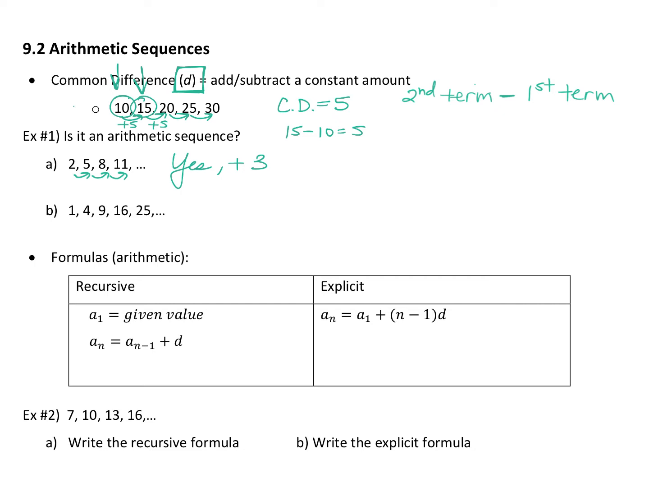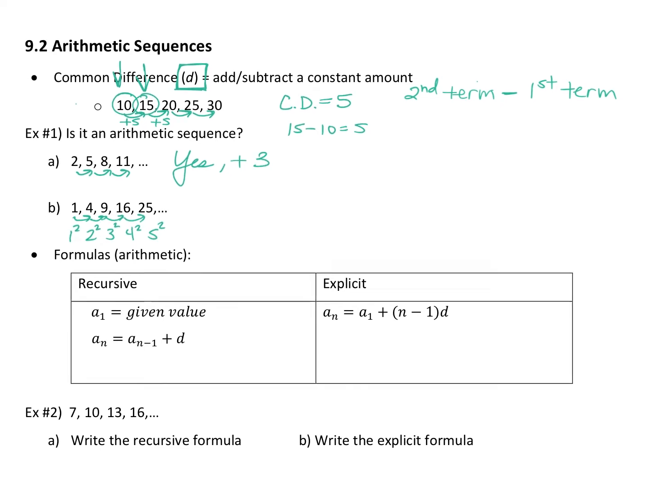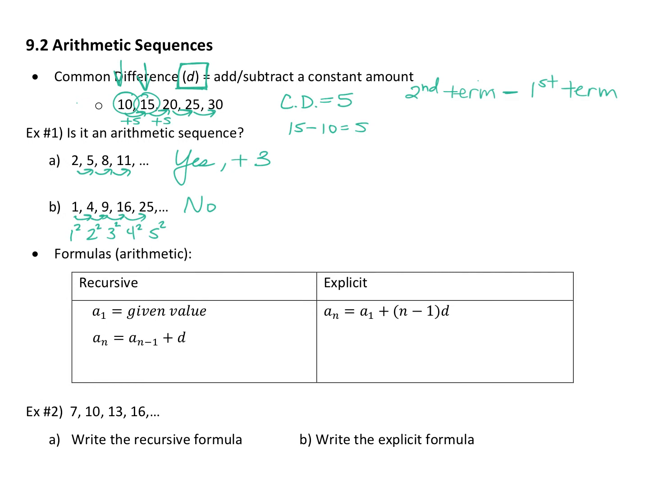Okay, look at B. Is that an arithmetic sequence? No. What are you doing? You're adding by odds, but like more. Oh, you are adding the next odd number, +3, +5. But it's also like to the square. Yes, it's the perfect squares, right? 1 squared, 2 squared, 3 squared, 4 squared, 5 squared. You're not adding a constant. So is this arithmetic? The answer there would be no, okay?